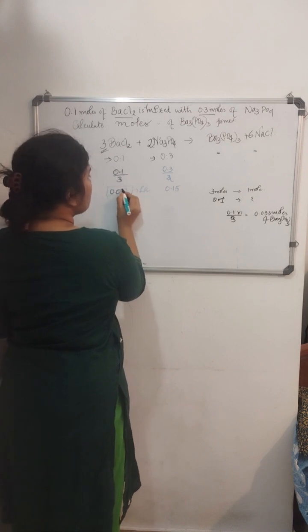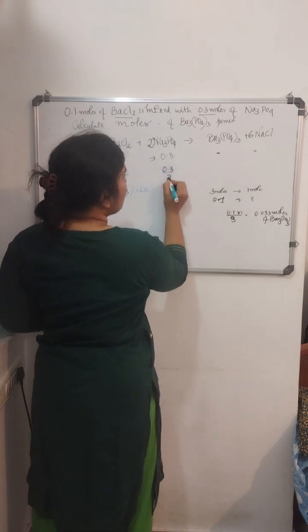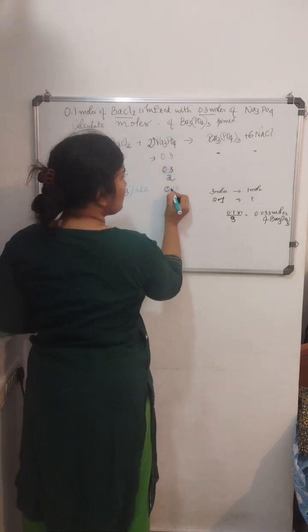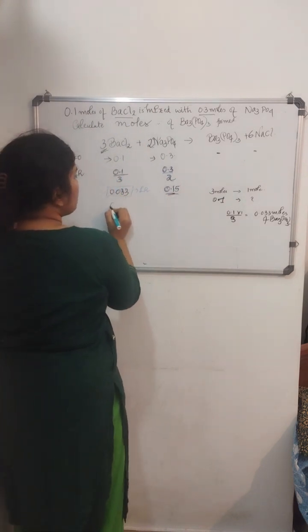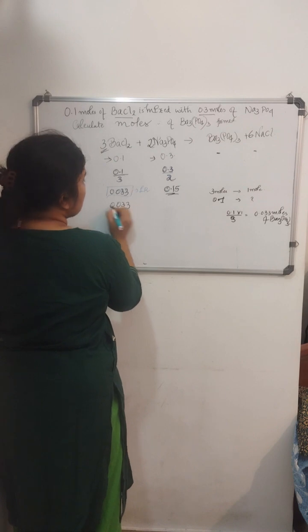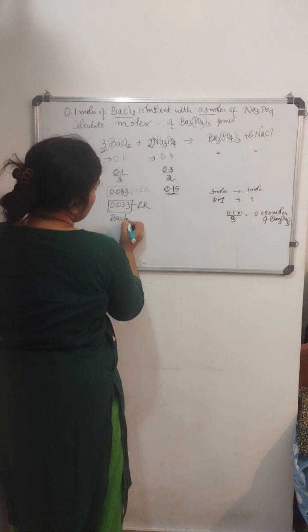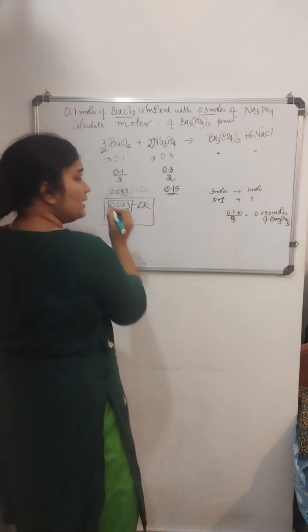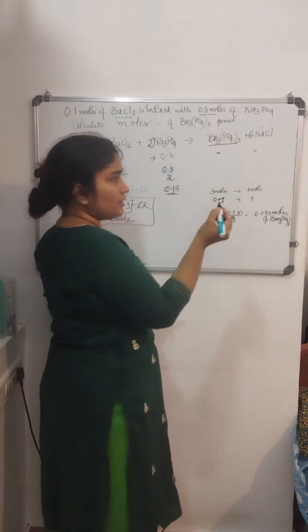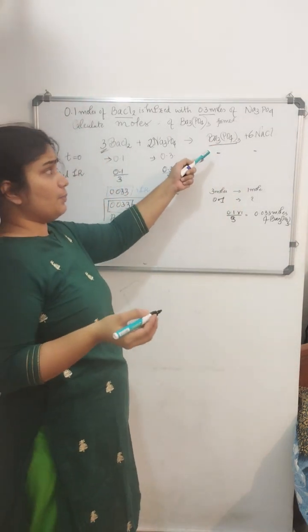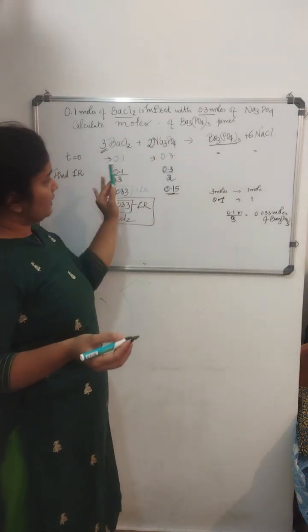Now when I find LR, 0.1 divided by the coefficient, that is 3, is going to give me 0.033. And next you have 0.3 moles divided by 2, the reaction coefficient, which gives me 0.15. So of the 2 values, the lower value is 0.033. So this is my LR, that is BaCl2. BaCl2 is my limiting reagent now. Now let us see how much of the product is formed. The product barium phosphate is dependent on BaCl2 because that is my limiting reagent.